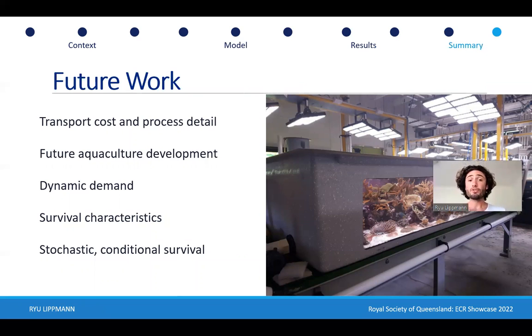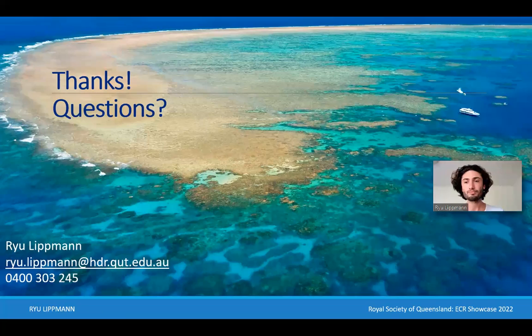Yeah, so consideration of dual mode transport could be included, as well as staggered facility expansion and increased clarity in coral survival. Thanks.